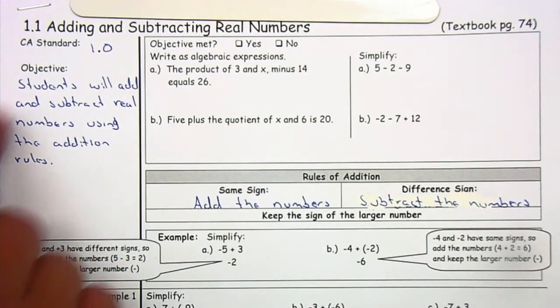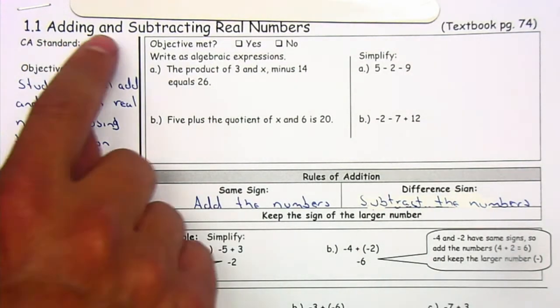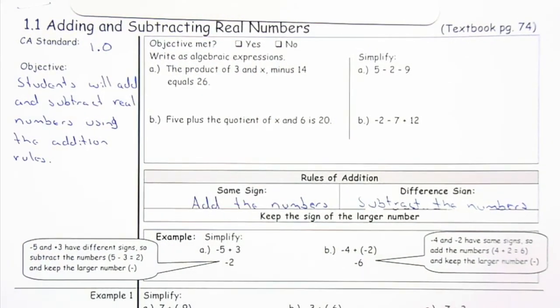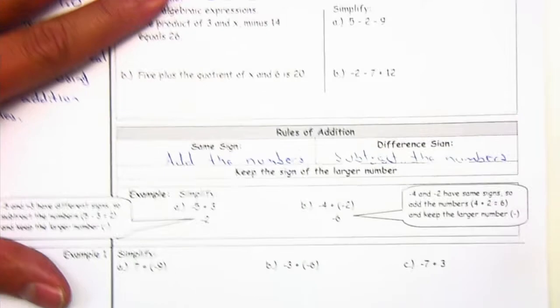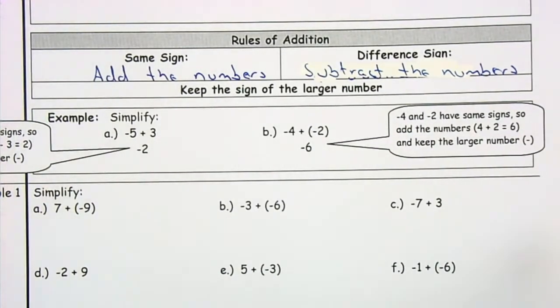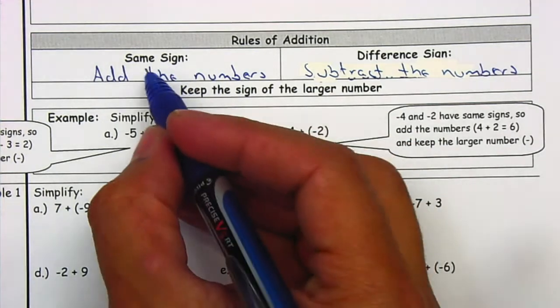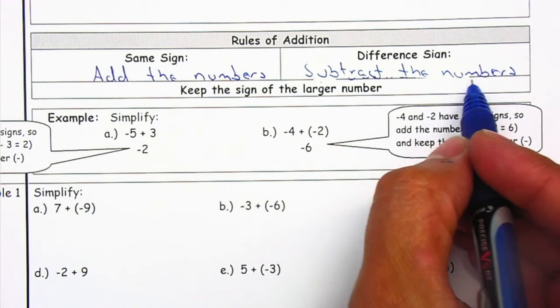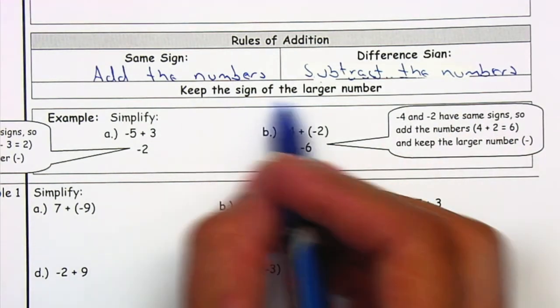Good morning. Today we are covering section 1.1, adding and subtracting real numbers. This should be a review from 8th grade, and all of you should be familiar with the rules of addition. You need to be able to memorize the following rules. If they have the same sign, we're going to add the numbers. If they have different signs, we're going to subtract the numbers. We're always going to keep the sign of the larger number.